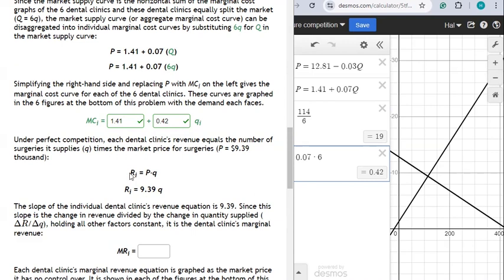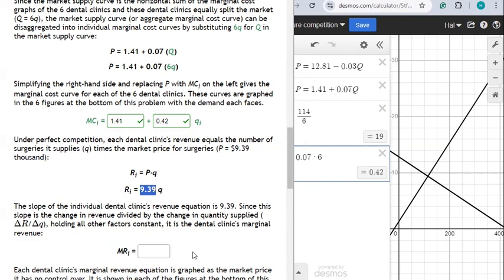So this is the revenue of the individual dental clinic. In my model, I have a first dental clinic, a second, a third, a fourth, a fifth, and a sixth dental clinic. This equation is identical for all six dental clinics, and all I did is replace price with 9.39. The slope of the individual dental clinic's revenue equation is 9.39, the thing in blue.